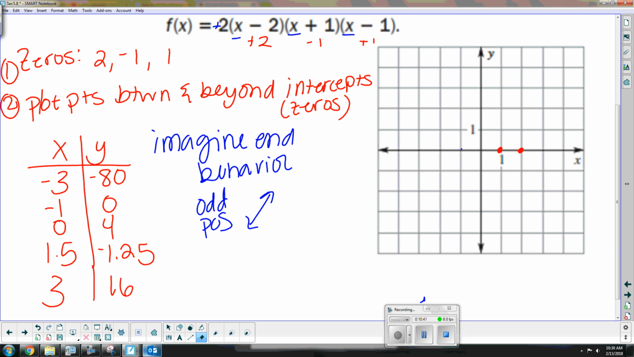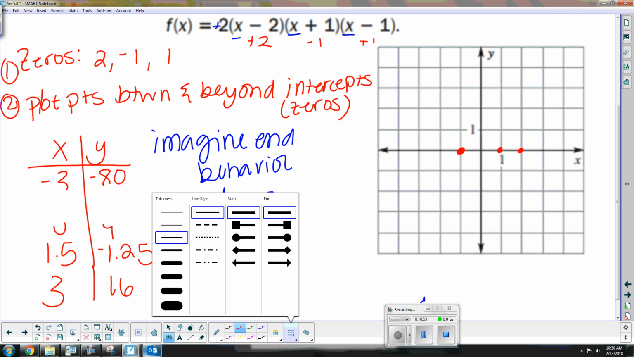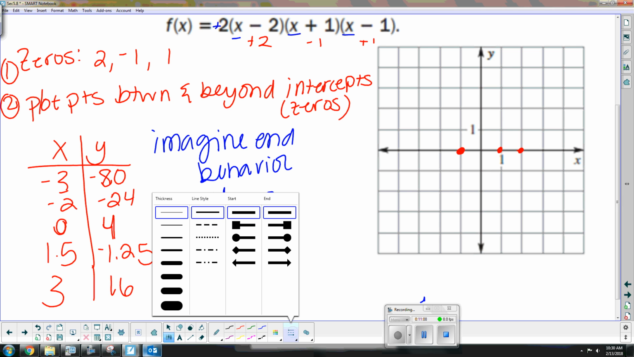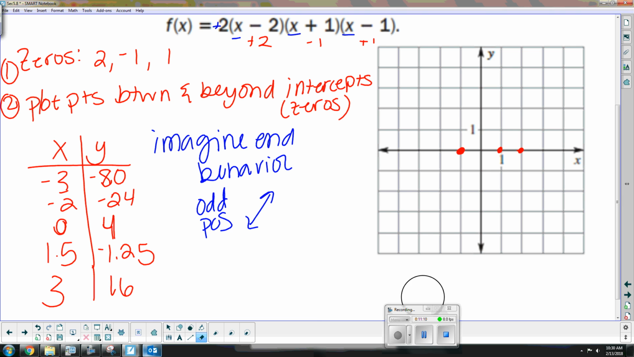Oh, I actually have this plotted wrong. So actually a 0 is -1. So I don't actually need that here. So I'm going to find a new point. Instead of -3, maybe I'll do -2. It's still off the chart, but it's a little closer. All right, so -2 is going to be way down here, -24.